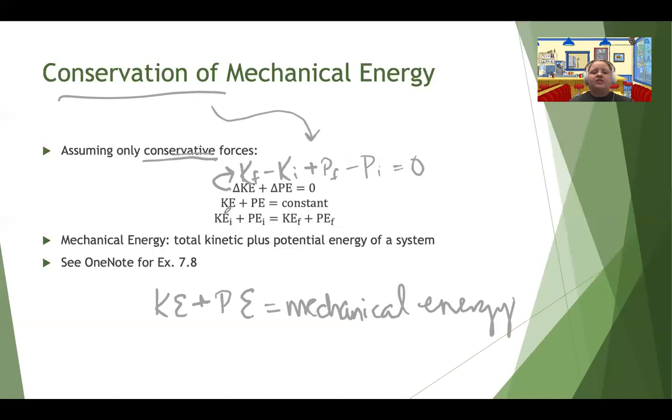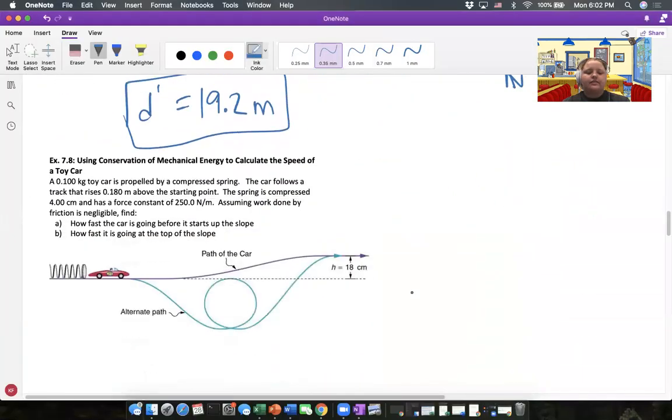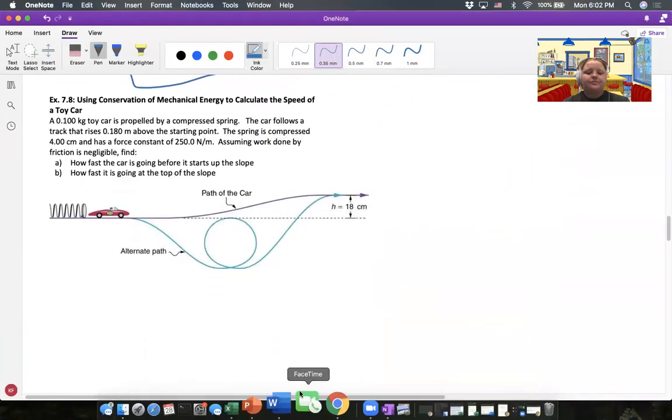Now we can rearrange that to get into this form. Okay, so move a couple of things over and then we'll get into this form. The initial of the kinetic plus the initial of the potential equals the final of each, added together. Okay, so now we are going to use this idea to solve another example.